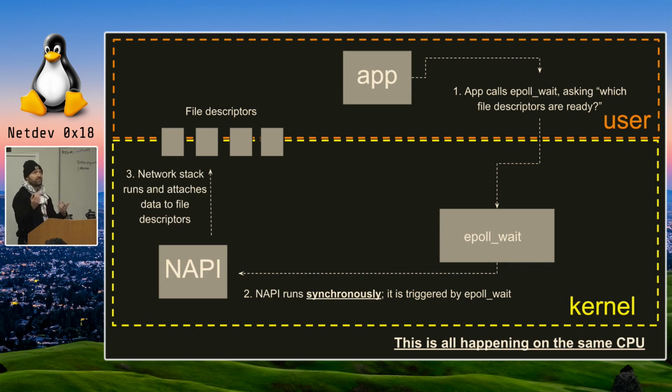And then NAPI poll does its thing, the network stack runs, data ends up in file descriptors, and then epoll wait will return and say, hey, there's a bunch of ready file descriptors. So I thought this was pretty interesting. It seemed like a way to change the way you're processing network data, and it seemed like there could be some advantages to doing this.